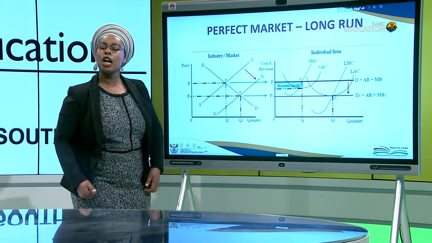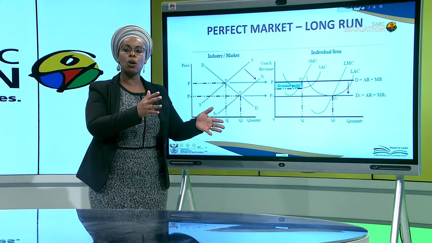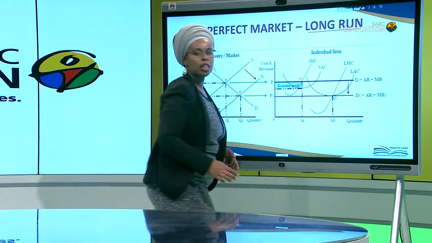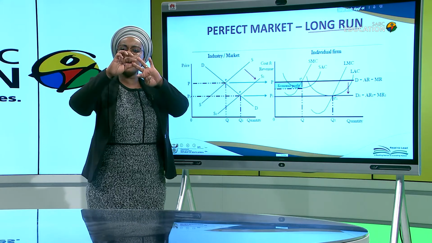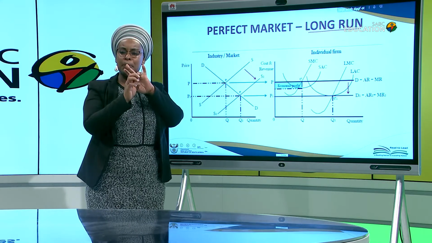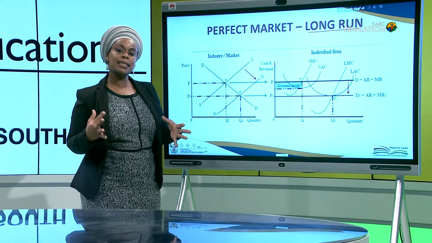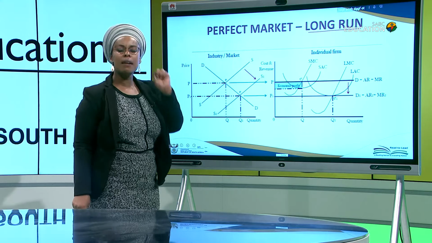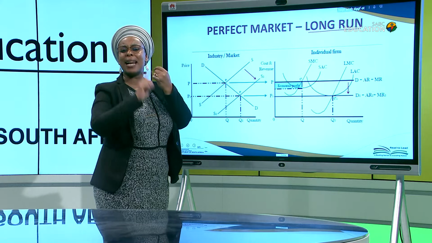Perfect market in the long run. We are done with the short run. Now we're looking at the long run. What is the long run? Remember, in the short run, I said your factors of production, you will vary your entrepreneur, you will vary labor, you will vary capital, but land will remain fixed. But in the long run, it is that period of production where all the four factors of production can be varied. It means that you can have plant 1, plant 2, plant 3, plant 4.